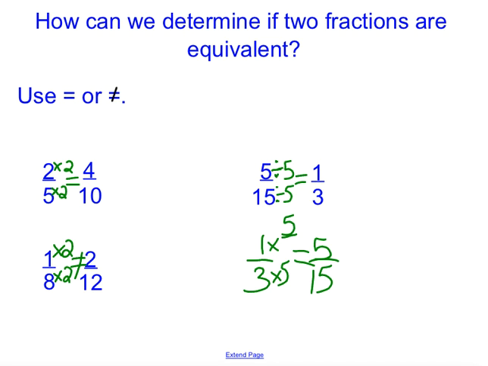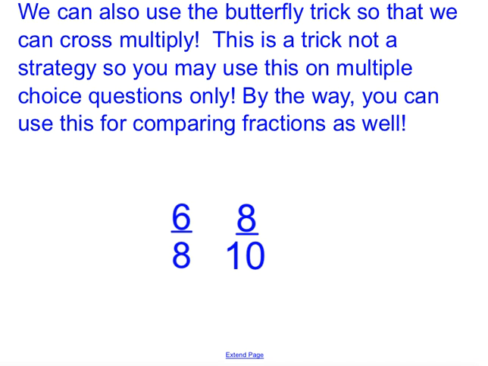Okay, so this is how we determine if two fractions are equivalent. And again, this is one way, all right? So we could use multiplication or division to help us out. And next, we're going to look at a trick. So we can also use the butterfly trick so that we can cross multiply. This is a trick, not a strategy, so you may use this on multiple choice questions only. By the way, you can use this for comparing fractions as well, all right?